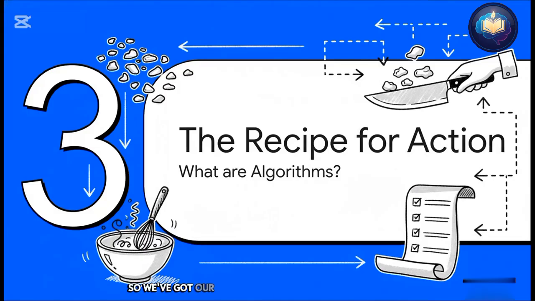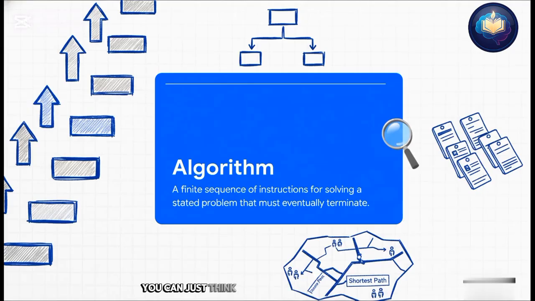So, we've got our data all nice and organized. Great. But how do we actually do anything with it? Well, that's where algorithms come in. If data structures are the ingredients, algorithms are the recipe. You can just think of it as a step-by-step guide for getting something done. The key is that every single step has to be perfectly clear, there's a definite finish line, and the whole thing is designed to solve one specific problem, whether that's sorting a list of names or, as we see down here, finding the absolute shortest route on a map.